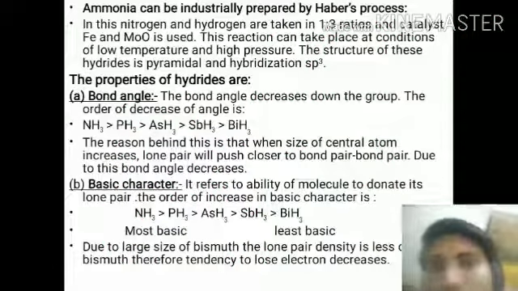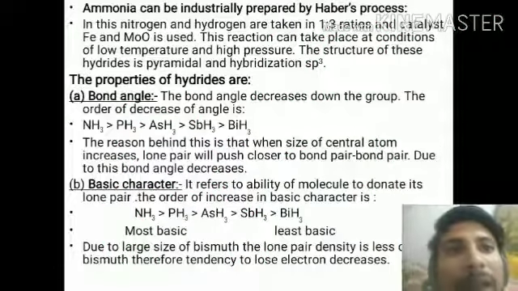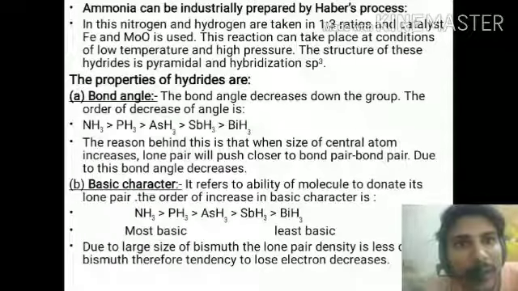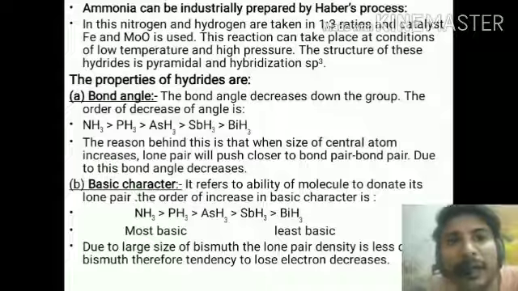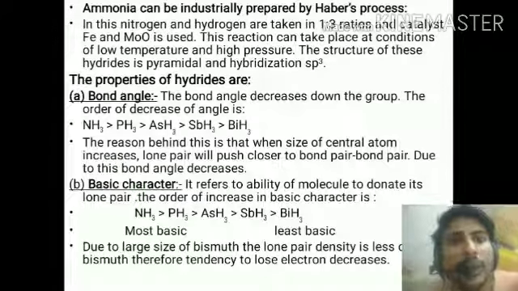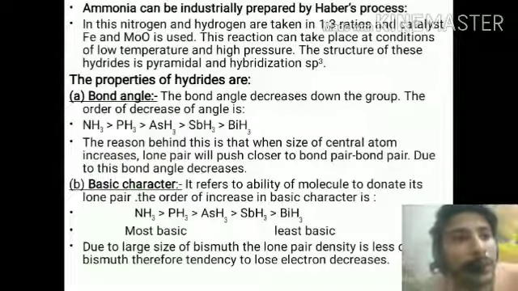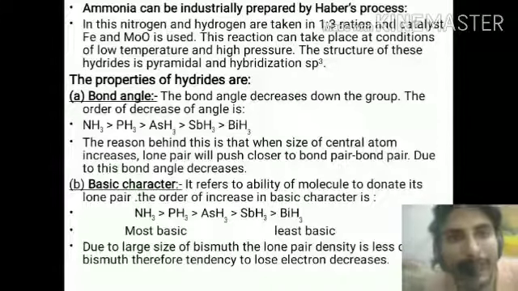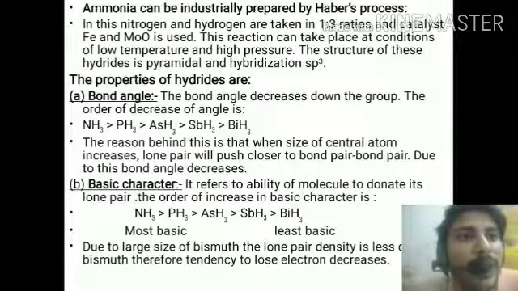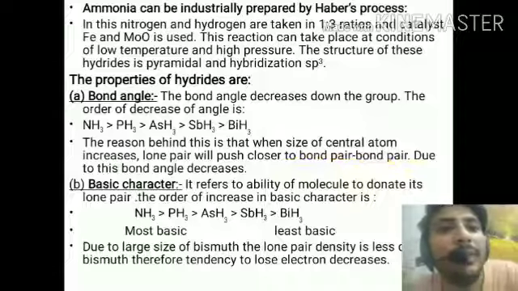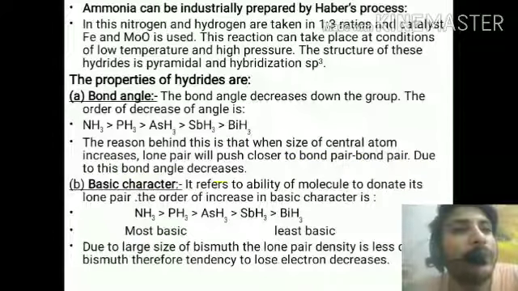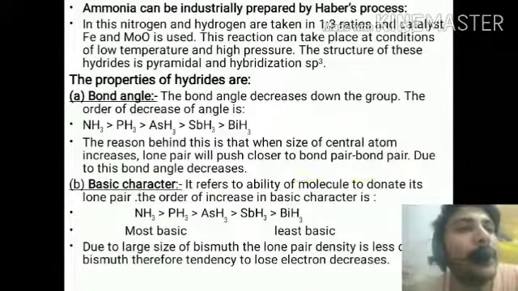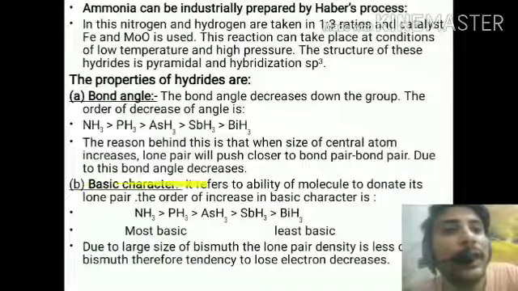So when we go from top to bottom, the bond angle decreases because size increases. Ammonia has the highest bond angle because it has a lone pair, so the lone pair-bond pair repulsion is high. The reason is that as the size of the central atom increases, the lone pair pushes closer to the bond pair. Due to this, the bond angle decreases.